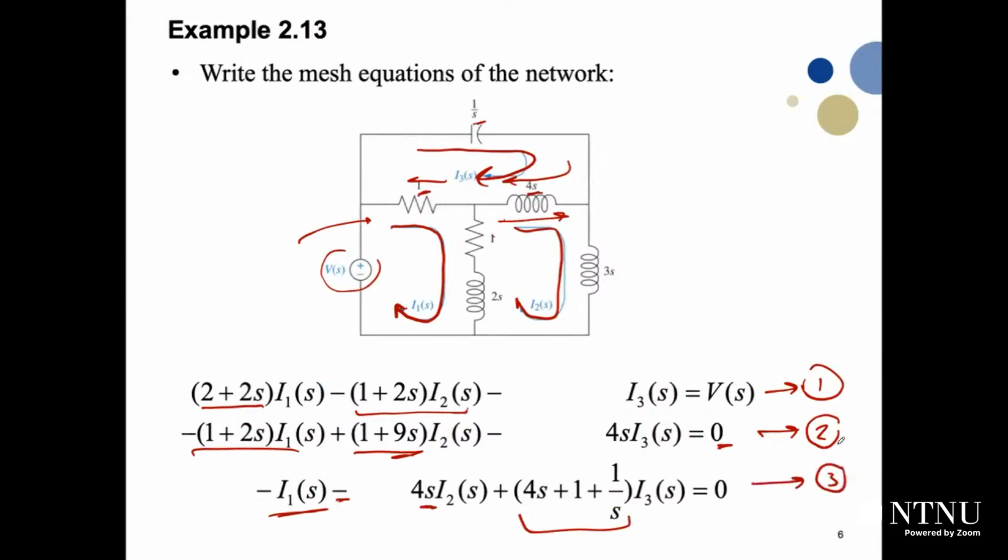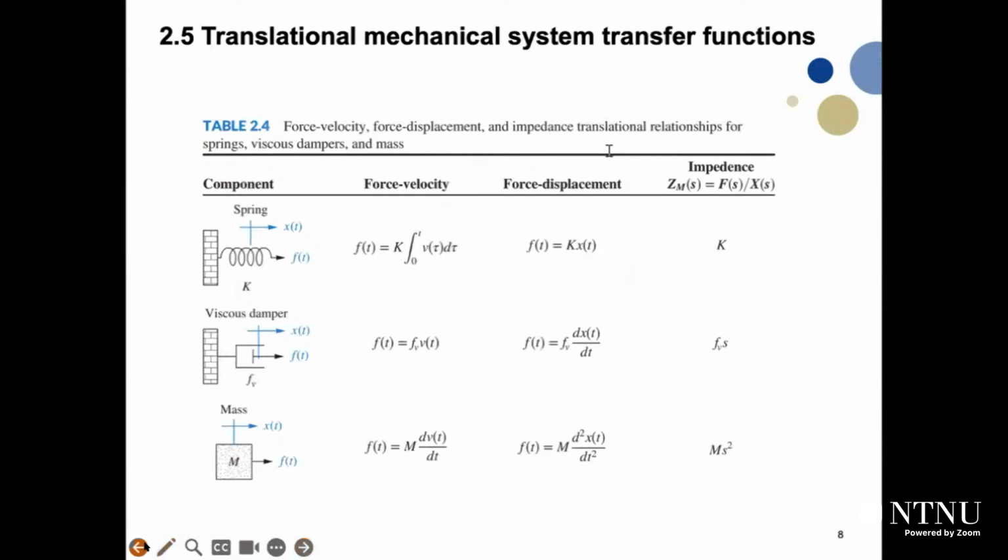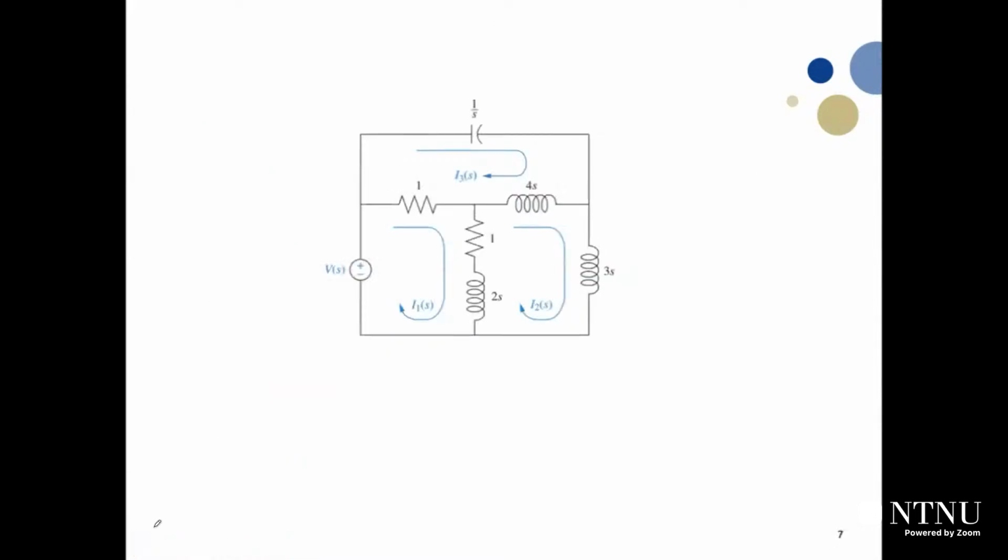As you can see here, we have 3 equations and 3 unknowns. Those unknowns are I1, I2, and I3. Solve it in any way. After that, if you want to solve for I3, for example, you will get I3, and after that you can write the transfer function, G of S, equal to I3 of S divided by the input, which is V of S. So you can write this transfer function in this way. This matrix will be 3 times 3.